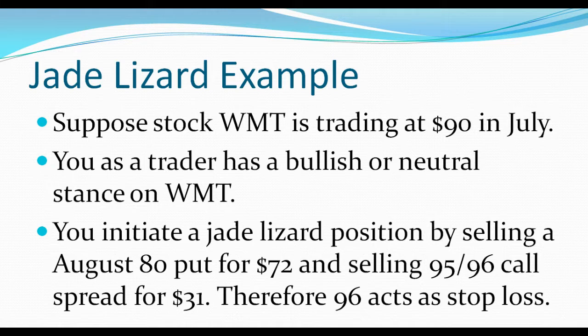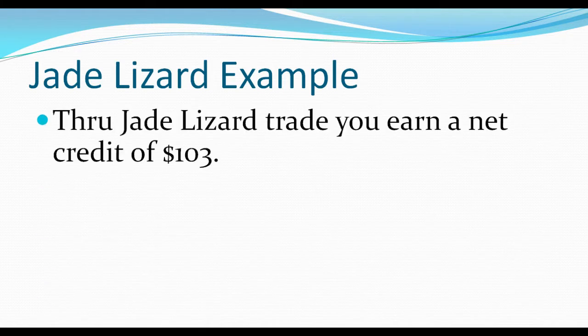So basically how does it act? It acts such that if it stays neutral, that is, if it stays between 80 and 95, then you get to keep all the premium. And if it goes beyond 96, then you make a loss of $1, that is between 95 and 96. This is really simple because you are initiating this trade because you are bullish or neutral on WMT.